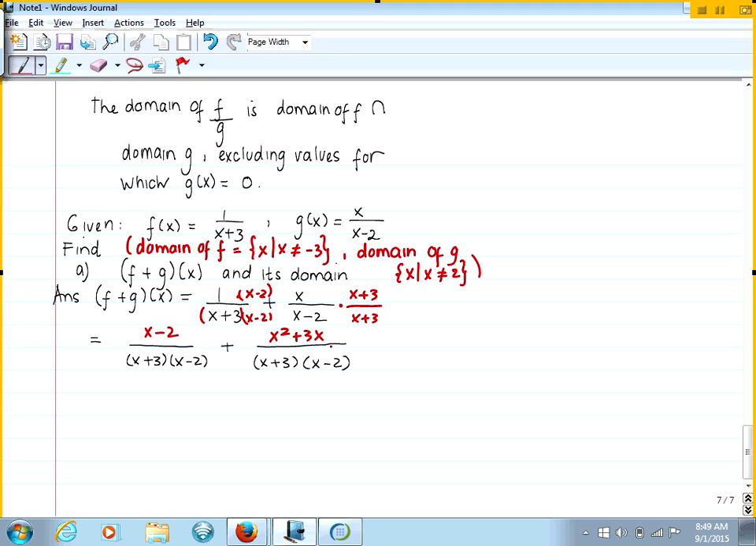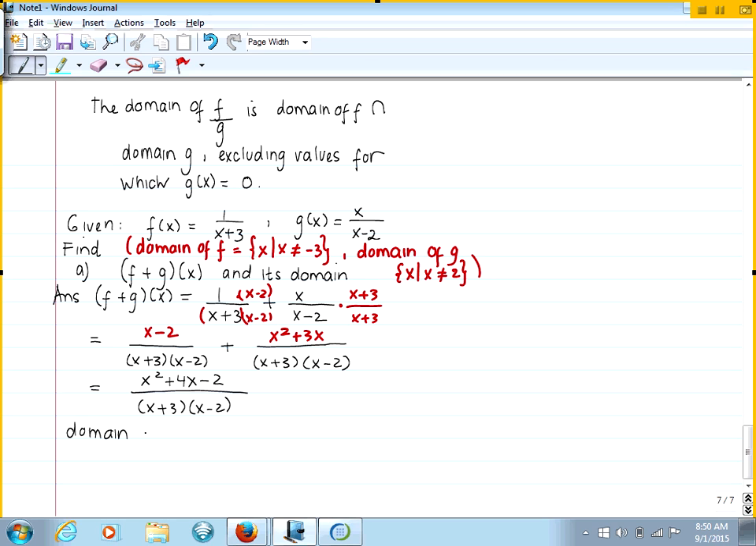Okay, good. So when I add these, what do I have? On top, x squared plus 4x minus 2. All right, good. So you're done with f plus g of x.